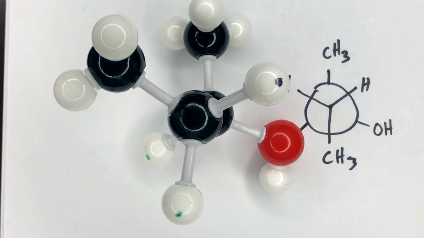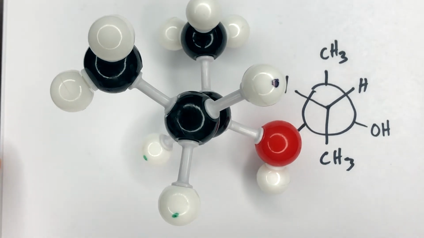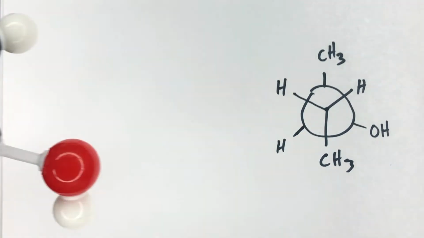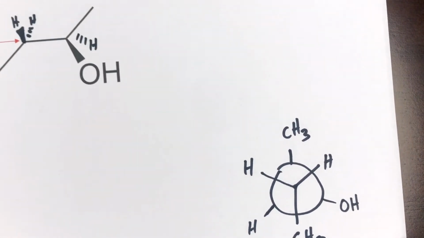So the bigger takeaway and the trend that you should know is that if you can have more anti-positions, then that is better. But here there is no difference. We couldn't have one with more anti than the other. There's only going to be one anti interaction and one gauche, and it's just a matter of which gauche is worse in this question. So hopefully that's pretty clear.